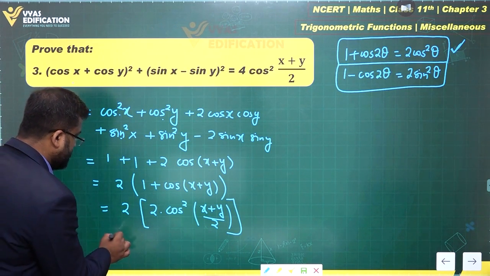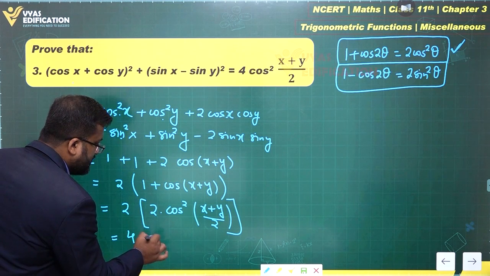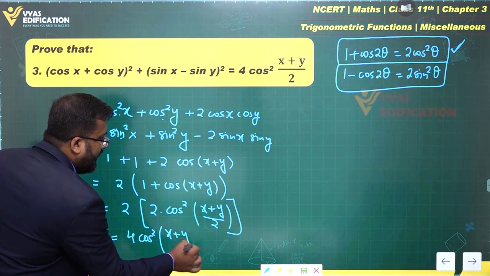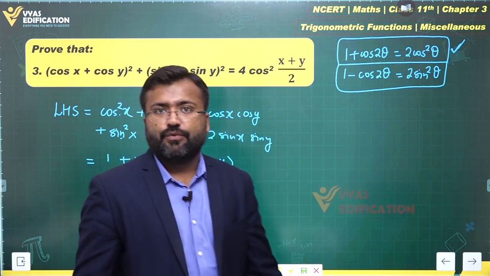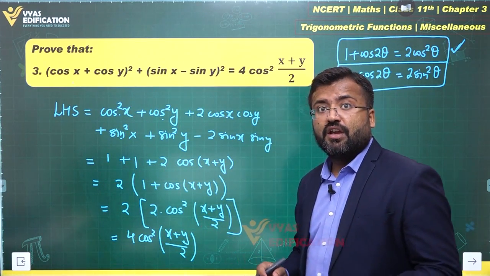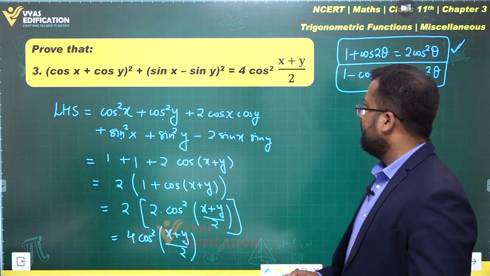What does this convert into? This is 2 times 2 is 4 cos square of (x plus y) whole divided by 2, and this is exact same thing that you wanted there. That's a complete proof using this approach. Do we have another approach? Yes, we have another approach.